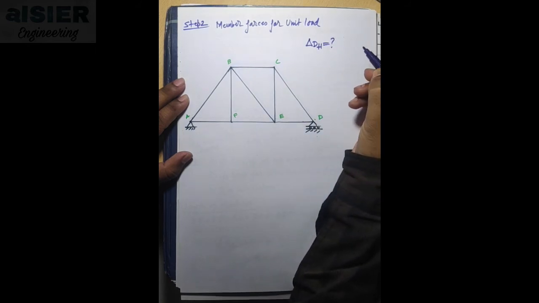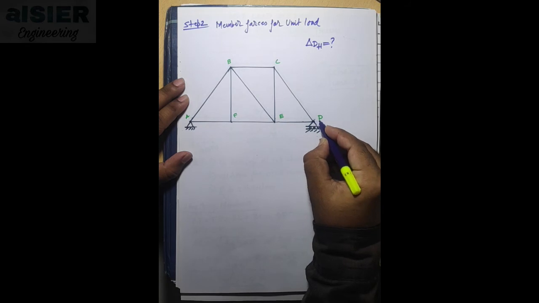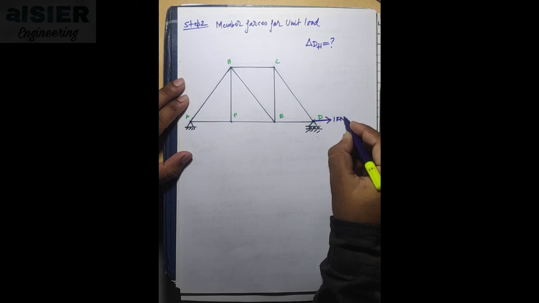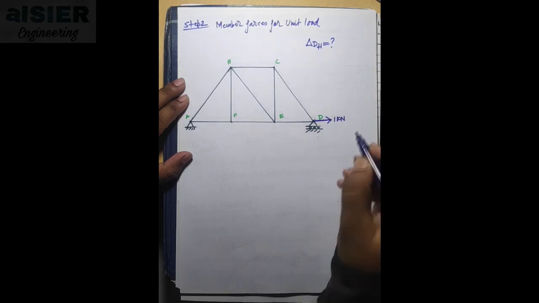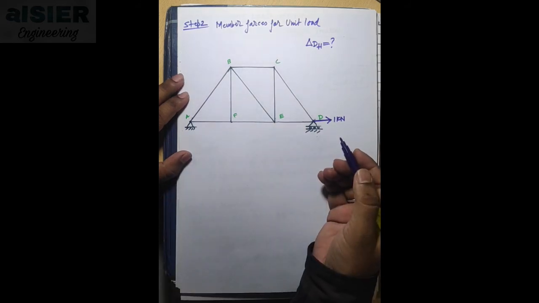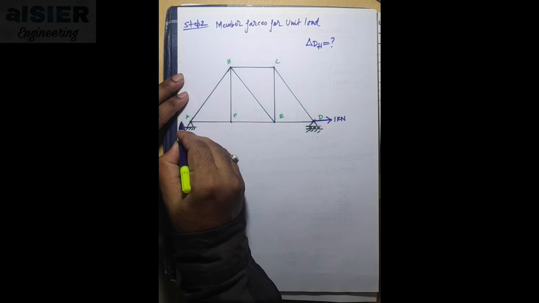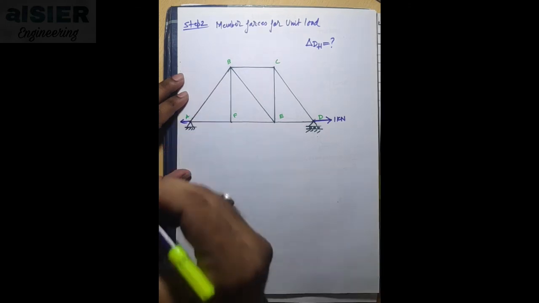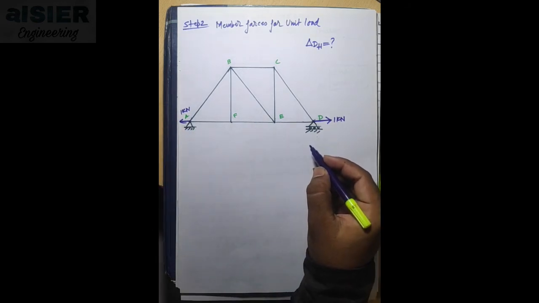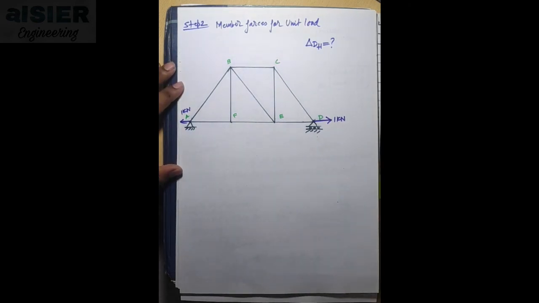To solve this, we will apply a horizontal unit load towards the right of 1 kN. Right? Now for this horizontal unit load, what will be the reactions? There will not be any vertical reactions, right? There will be only a reaction at this point which is equal to 1 kN, right? So these are the reactions. Now we will start calculating the forces. First we will take joint A.